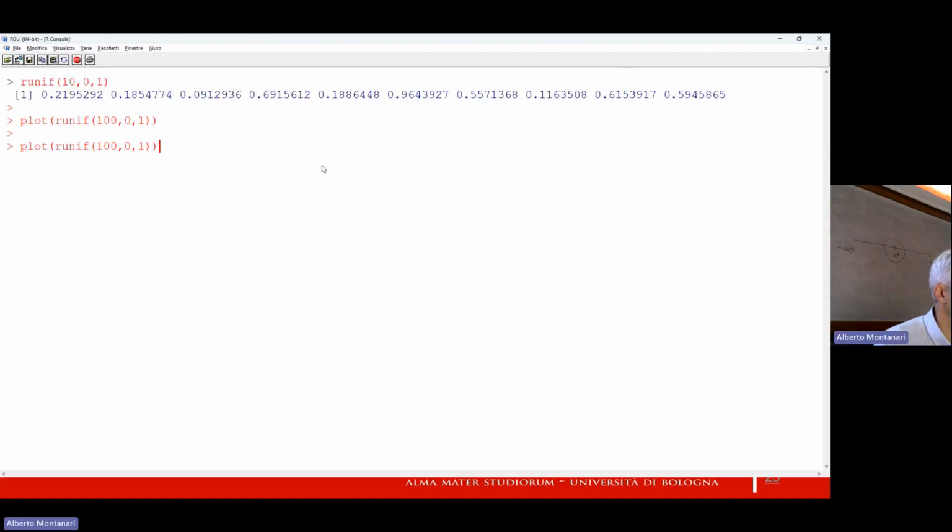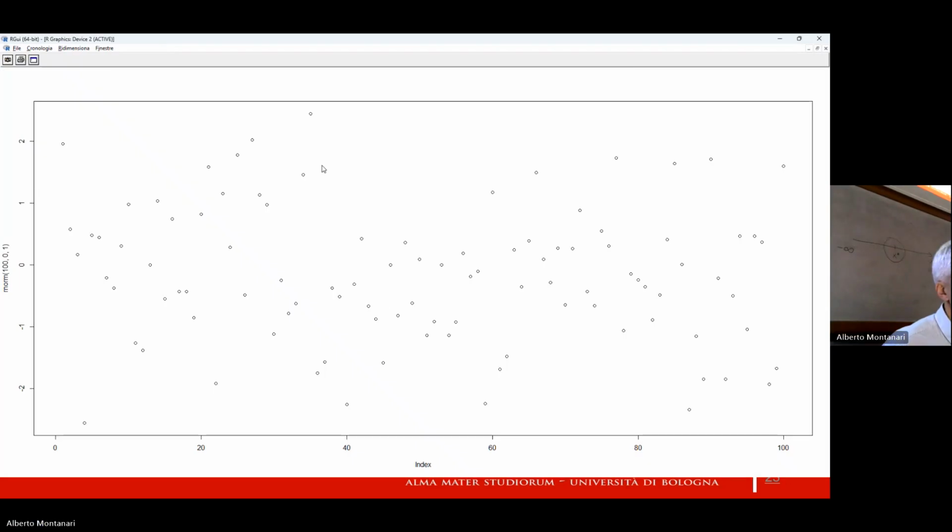Now, let me use another function. This function generates numbers not from a uniform distribution, but from a normal, Gaussian distribution. If you don't know what a Gaussian distribution is, just consider for now that it's not randomly distributed in the range. I need to give two parameters, 0, which is the average, and 1, which is the standard deviation. And let's see the plot.